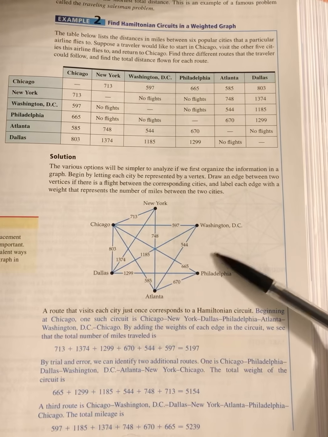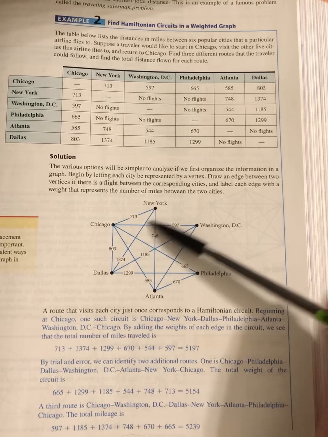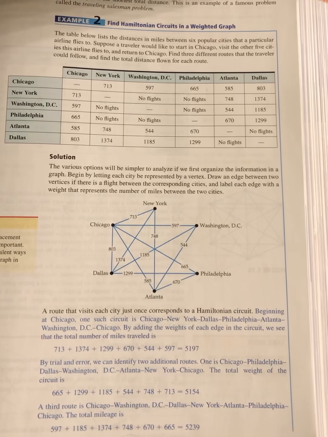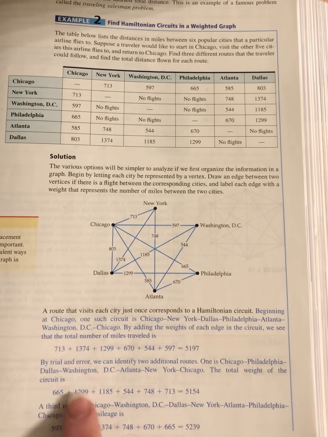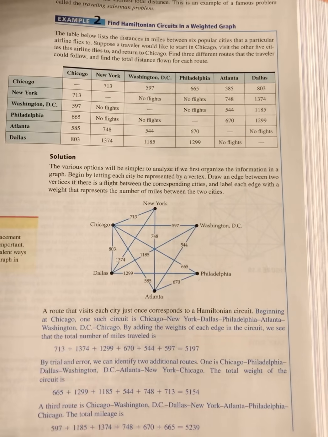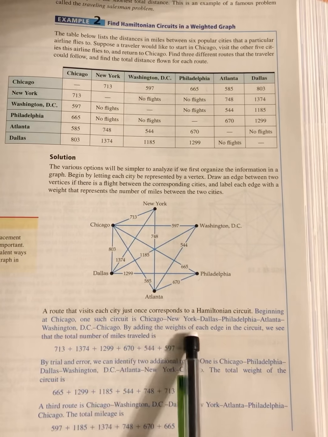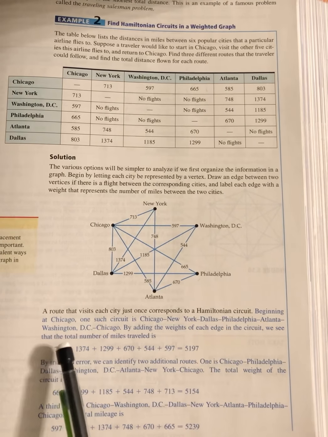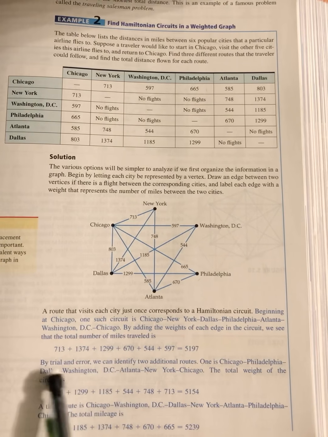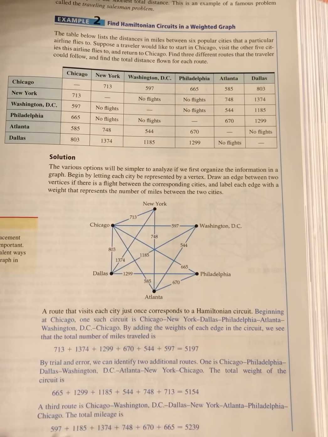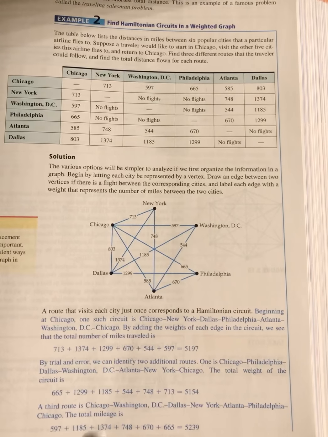Again, this picture is not going to be in the book. You're going to have to draw this picture. So down at the bottom, they came up with their 3 different routes. They went to Chicago, New York, Dallas, Philadelphia, Atlanta, Washington, D.C., Chicago, and then you add up all those weights, and then second route and third route.